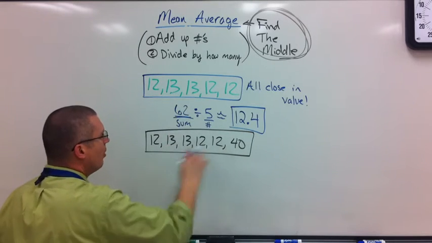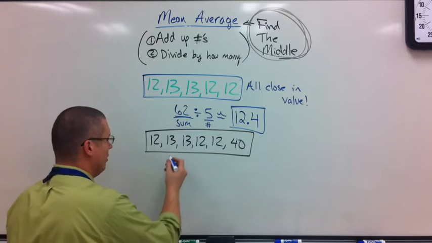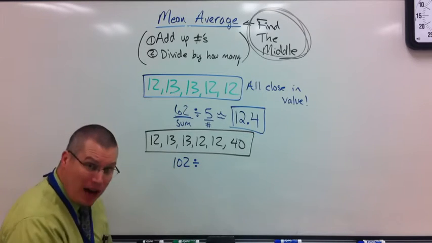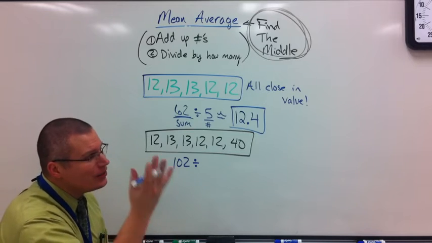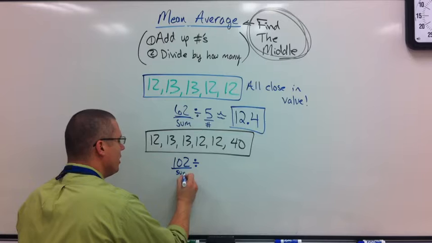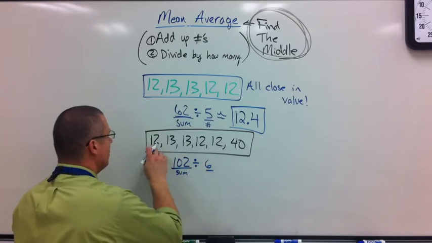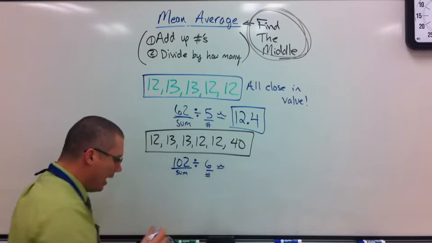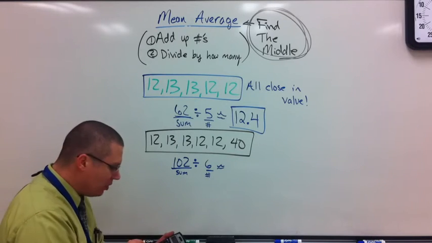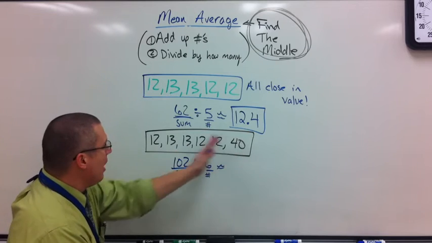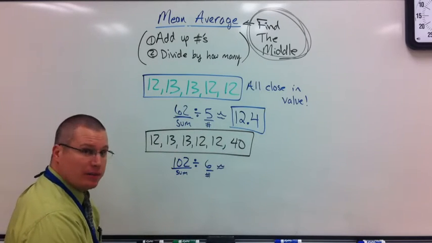Now, I already did my sum earlier, 62, and I'm going to add 40 to it. So I get 102. What do I divide by? Most kids say 5. That's not right. What do I divide by? 6. This is my sum. Divide by 6 now, because 1, 2, 3, 4, 5, 6, which is my numbers. And remember, if this is going to work, my answer should be somewhere in the middle of these.